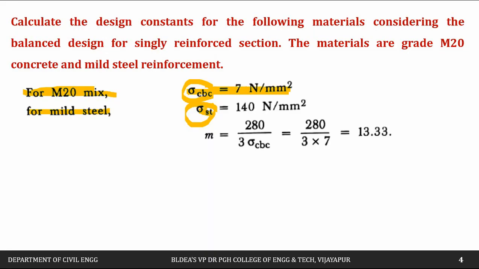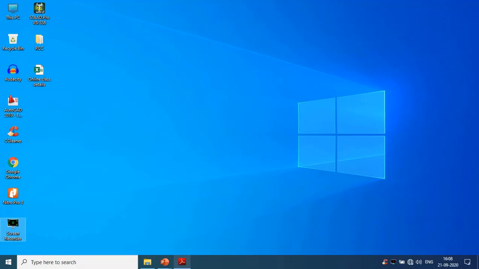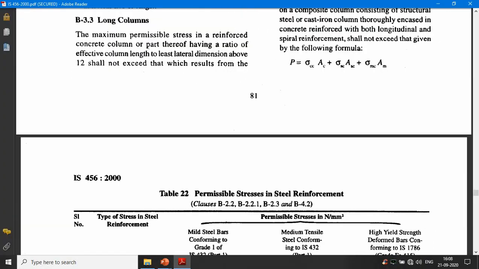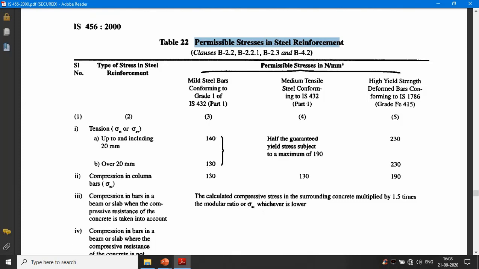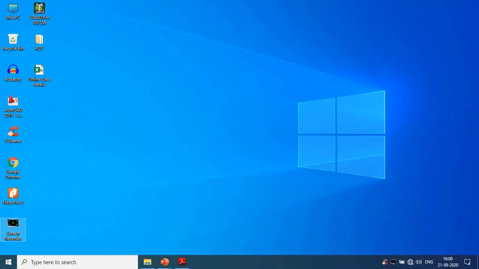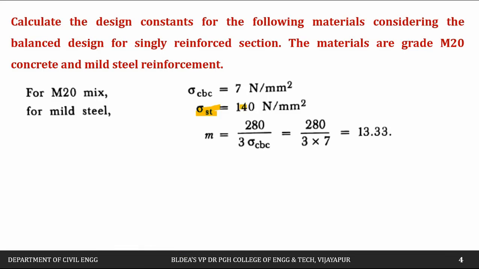Next, we have to take this sigma ST. So that also they have given in a table. If you see at the bottom they have given one table, that is permissible stresses in steel reinforcement. So we have mild steel bars. So permissible stresses in Newton per mm square for mild steel bars, that is, we require sigma ST. Up to 20 mm bars it is 140 Newton per mm square. Above 20 it is 130. So ours is less than 20 mm, so you can say it is 140 Newton per mm square. So this will be the value, 140 Newton per mm square.